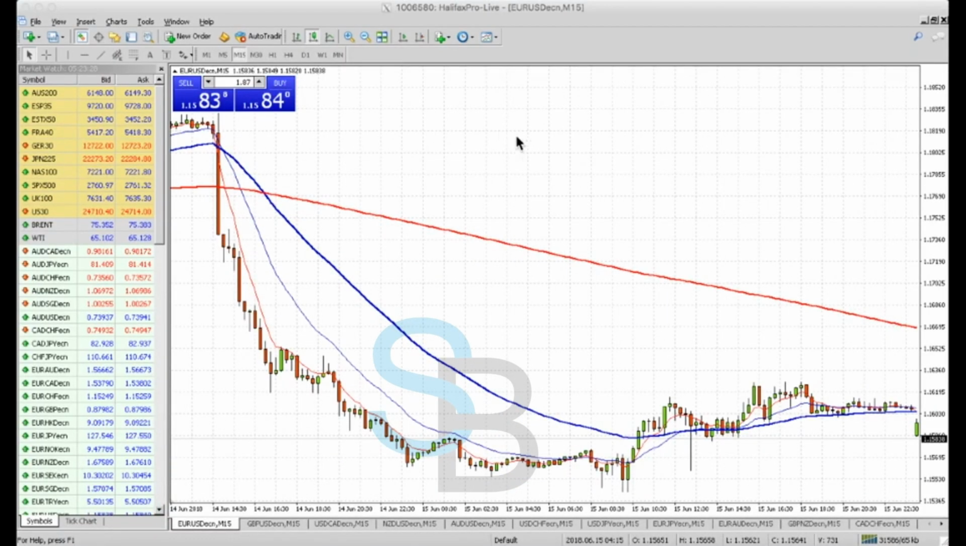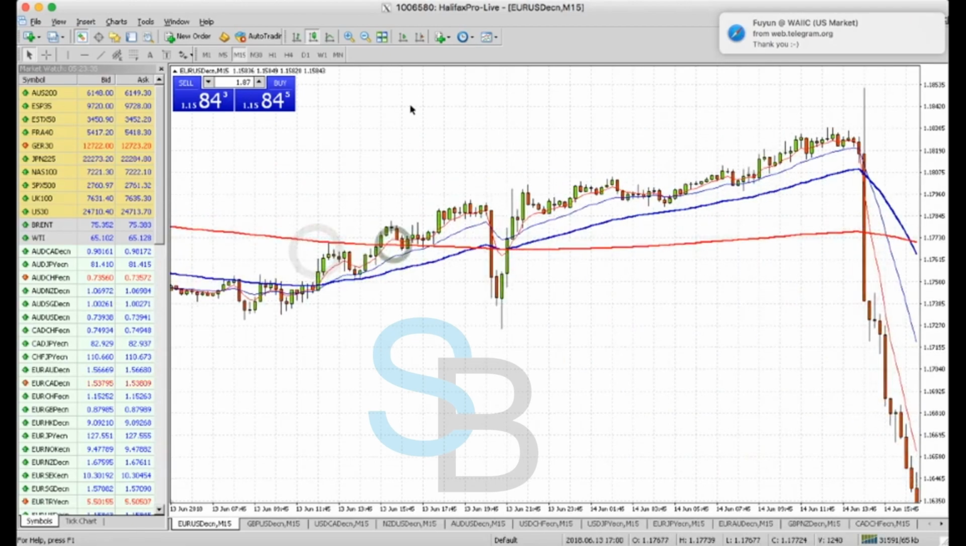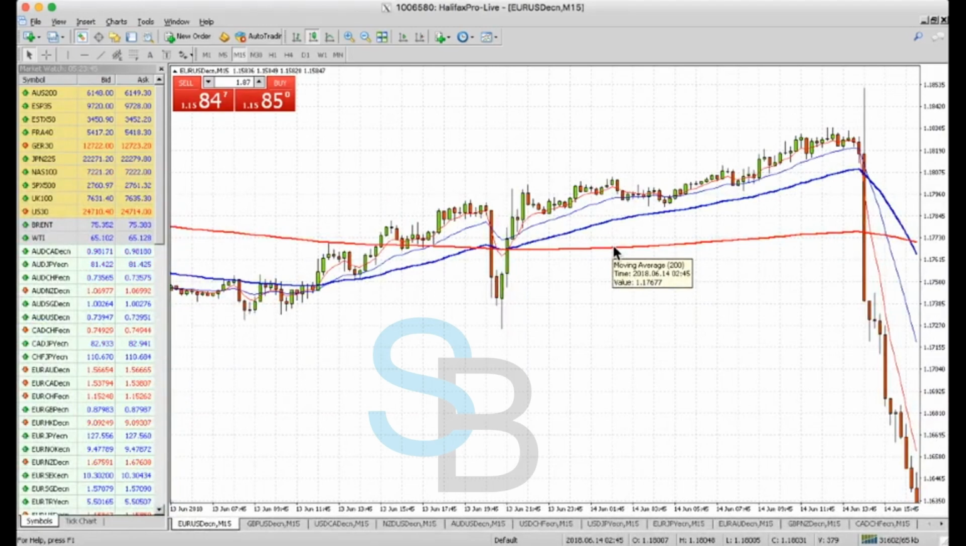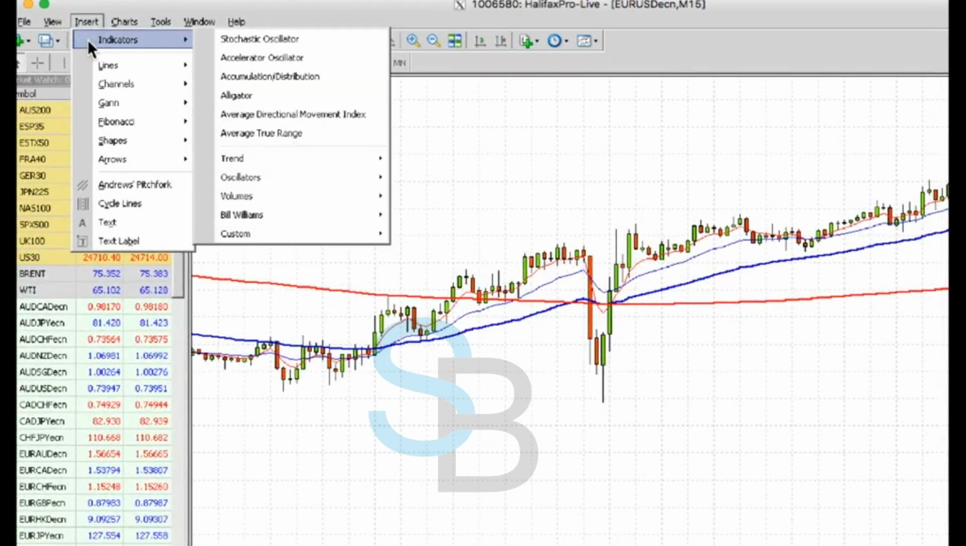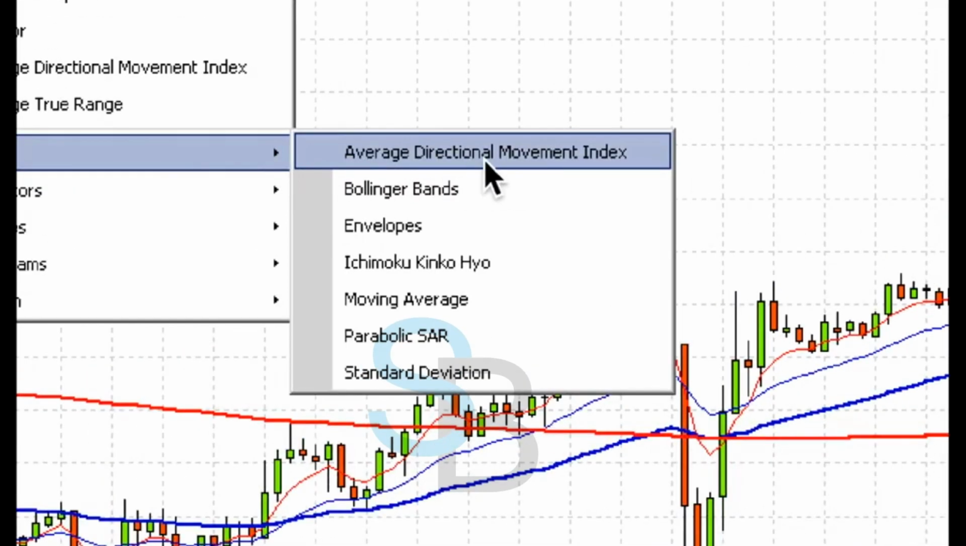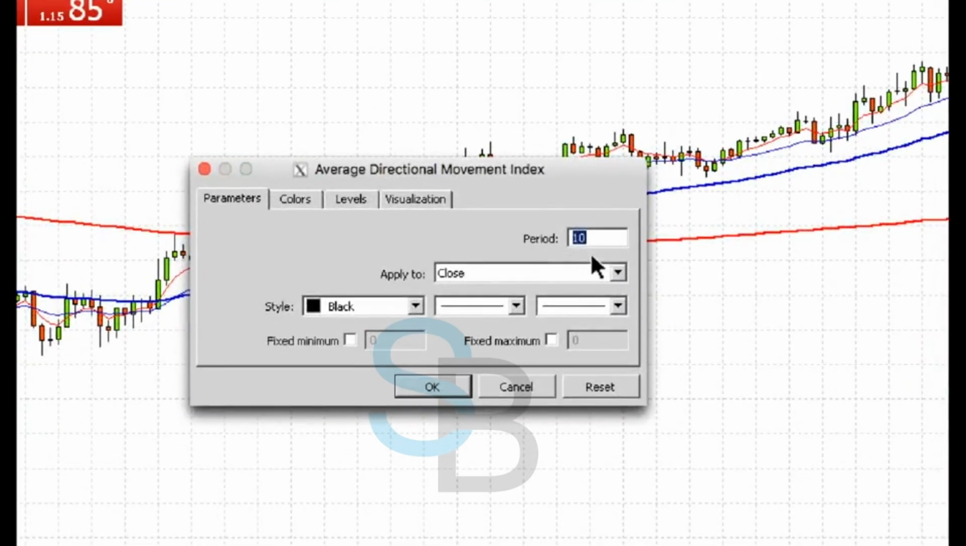Okay, so as you can see, we are using the same moving averages as the impulse pullback. So you've got the red line, the 6 EMA, the 18 EMA, the 50 EMA, and the 200 SMA. So it's exactly the same. The only difference is, again, we're going to add in a new indicator. Going to put insert, indicators, trend, and look for ADX, the average directional movement index. This is the one, right? So click on that. Period, change to 14.